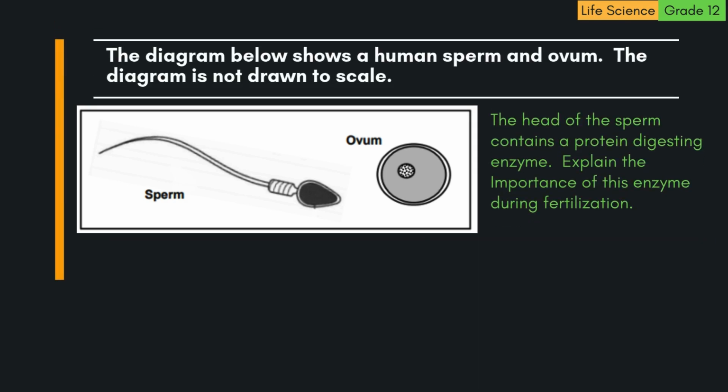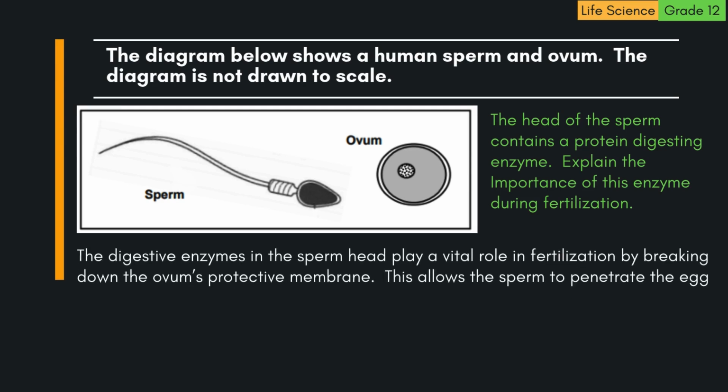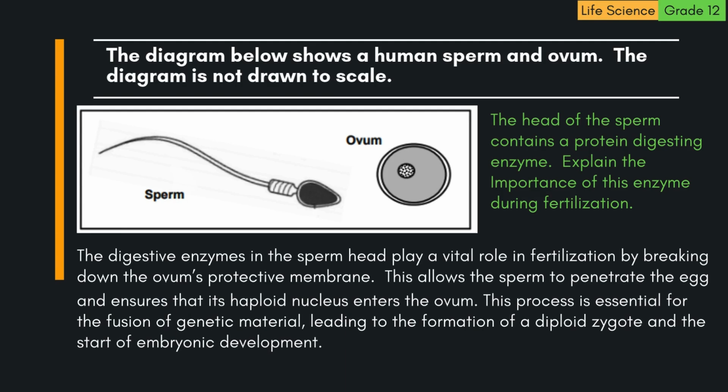Question. The head of the sperm contains a protein-digesting enzyme. Explain the importance of this enzyme during fertilization. The digestive enzymes in the sperm head play a vital role in fertilization by breaking down the ovum's protective membrane. This allows the sperm to penetrate the egg and ensures that its haploid nucleus enters the ovum. This process is essential for the fusion of genetic material, leading to the formation of a diploid zygote and the start of embryonic development.